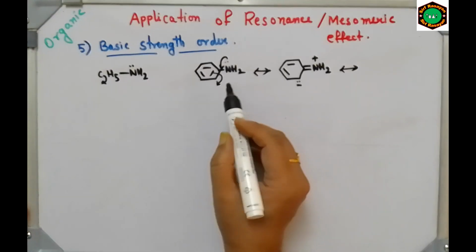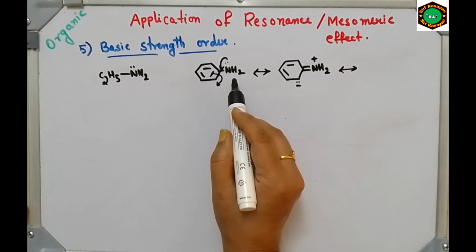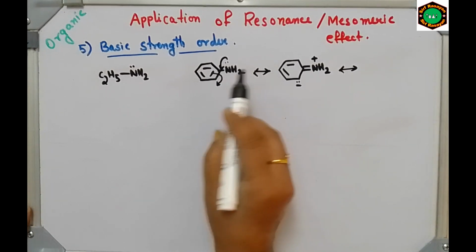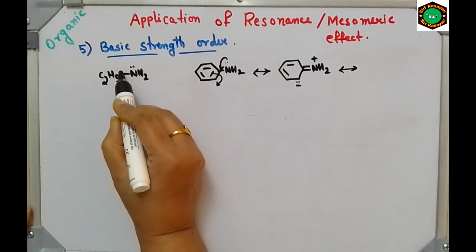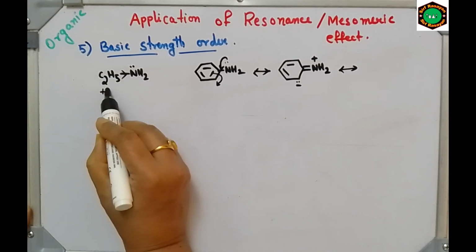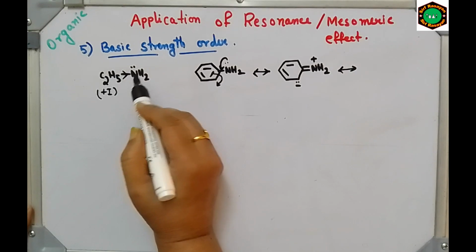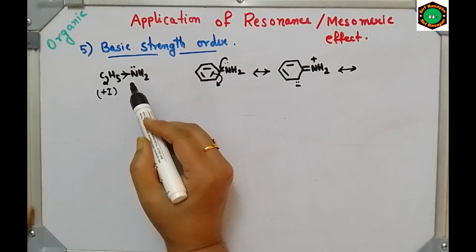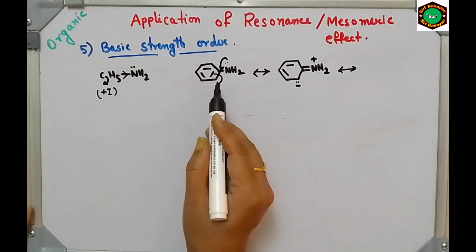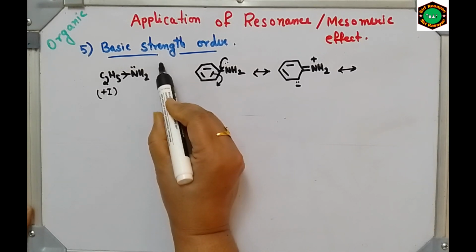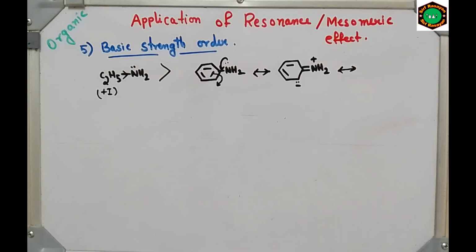So due to this resonance, the lone pair of electrons is less available for donation. And here the C2H5 group has a plus I effect. Due to this plus I effect, electron density on the nitrogen atom will increase and it will donate more easily than aniline. So which one is more basic? Ethylamine is more basic than aniline.